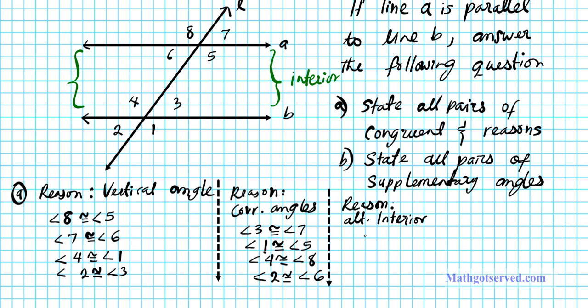Alternate interior angles: angle 3 is going to be congruent to the angle on the opposite side of the next point of intersection, which is angle 6. Reason? They are alternate interior angles.